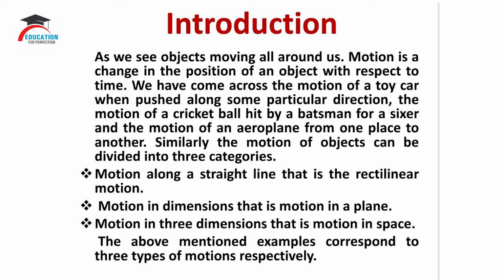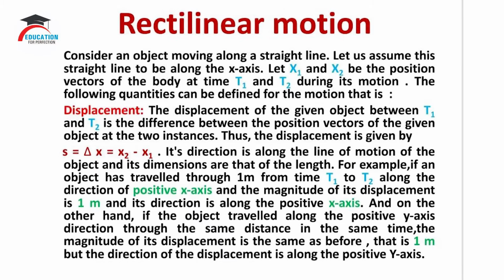The first one is motion along a straight line, that is rectilinear motion. The second one is motion in two dimensions, that is motion in a plane. And the third one is motion in three dimensions, that is motion in space. The above mentioned examples correspond to these three types of motion respectively. Now, guys, let us try to understand the next term, that is rectilinear motion.